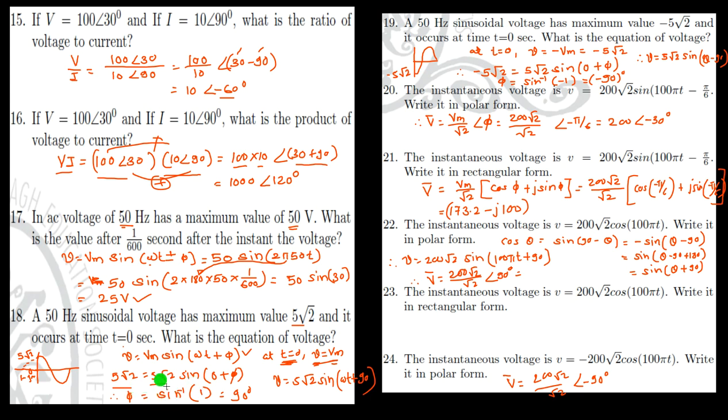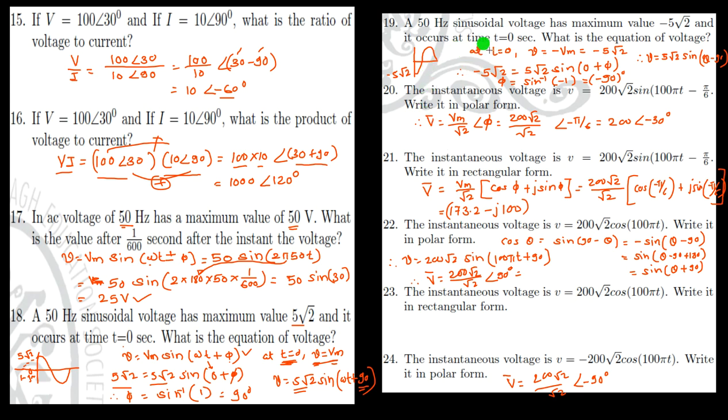So 5 root 2 divided by 5 root 2 will give you 1. So sine inverse, and time is 0, so omega t is equal to 0. So phi is nothing but sine inverse of 1, which is 90. So here you will get the phi value is 90, and Vm is given as 5 root 2. So the equation is V is equal to 5 root 2 sine omega t plus 90.